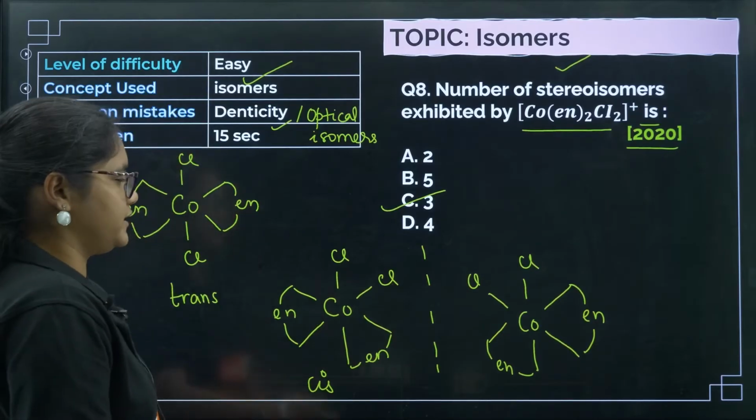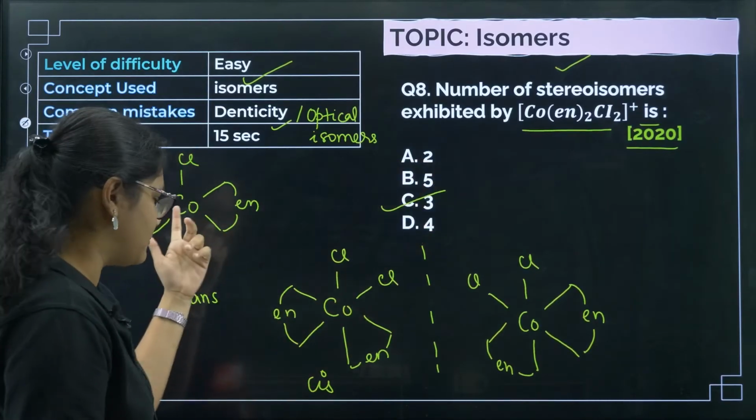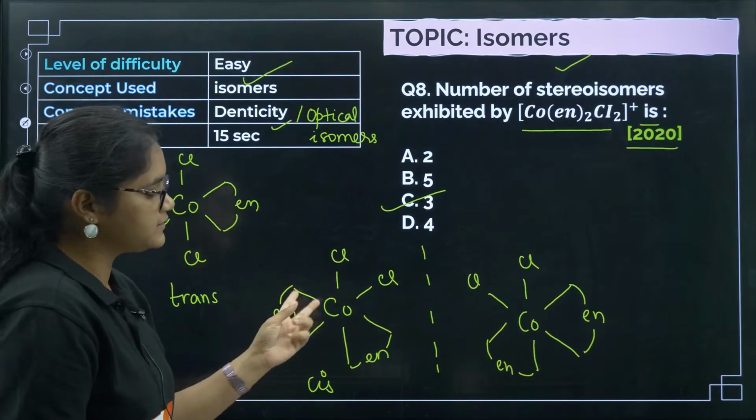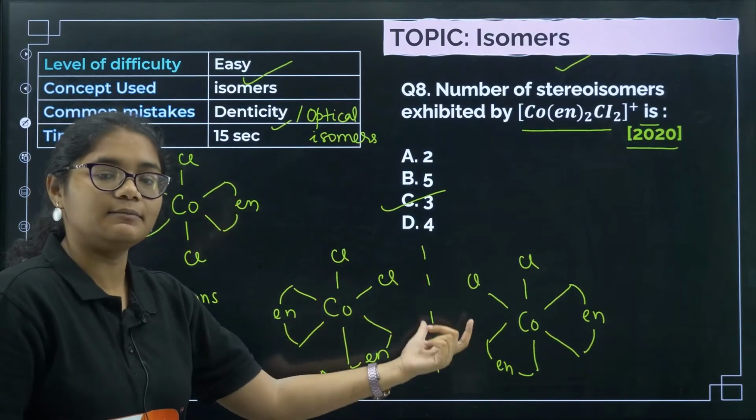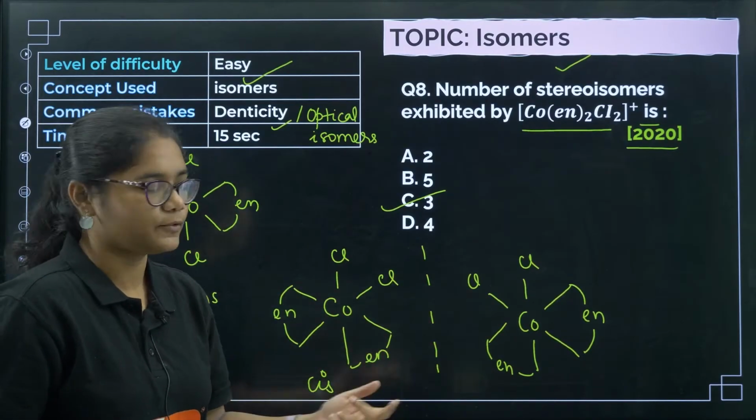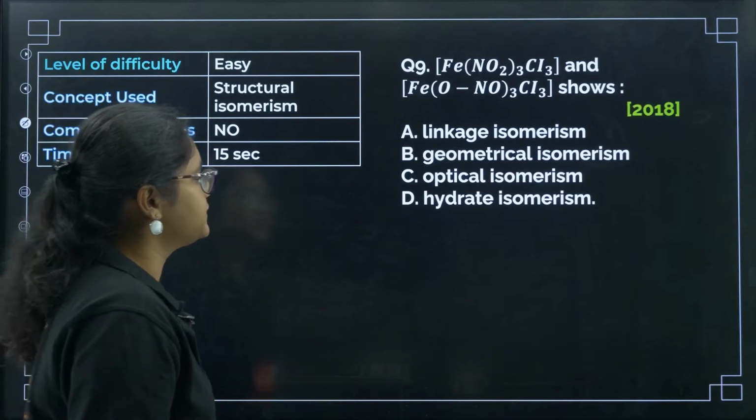Now generally students write 2 because they remember cis and trans, but you should remember the cis form also has a mirror image which is also optically active. Okay, fine. Next question.